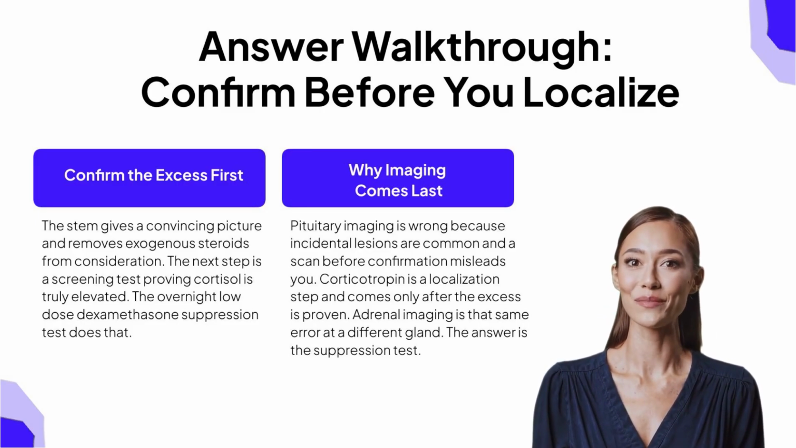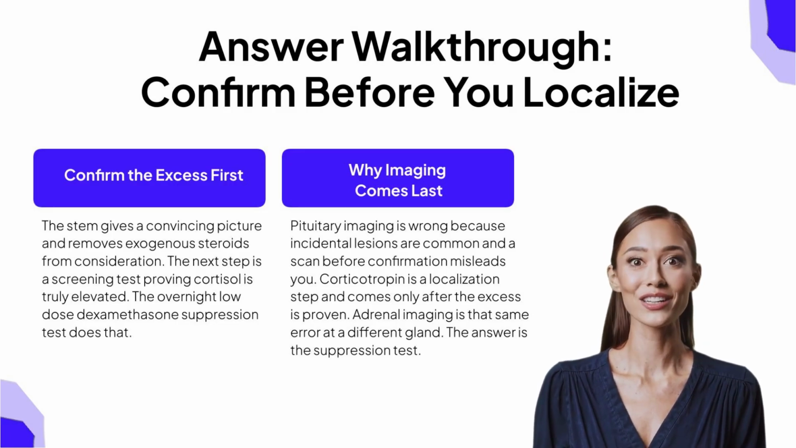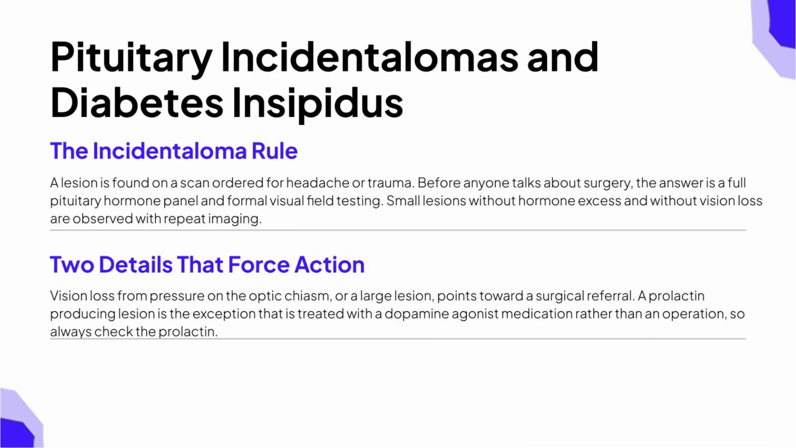CT of the adrenals makes the same error aimed at a different gland. The correct answer is the overnight low-dose dexamethasone suppression test. Confirm, then localize, then image. Now pituitary incidentalomas, then diabetes insipidus.